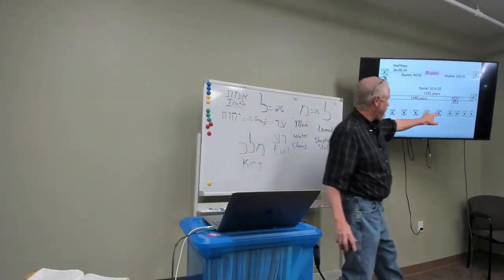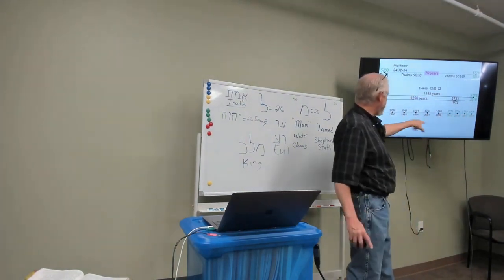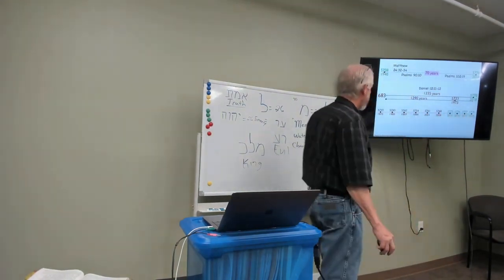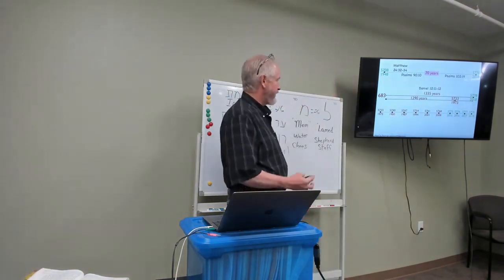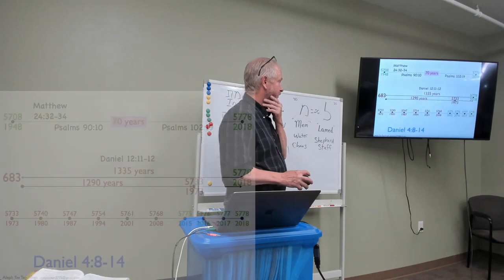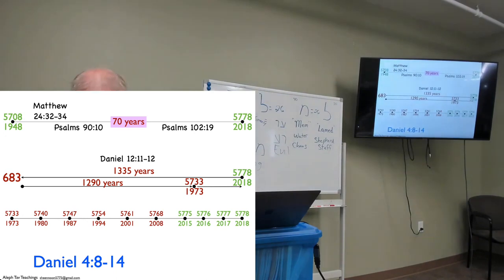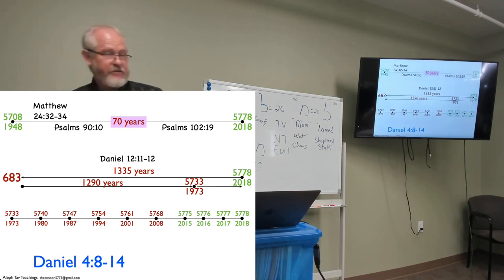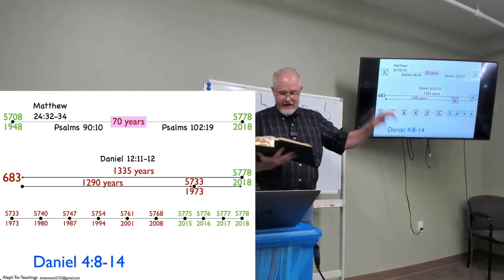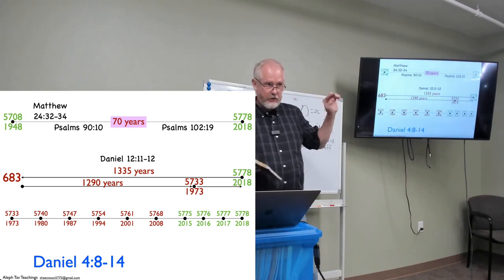So now what we did is I took this section here and expanded it out. So we're going to go from 73 to 2018. Like I said, 1973 was a sabbatical year. So let's go to Daniel 4, 8 through 14. Yes, Daniel chapter 4. We're going to start in verse 8. But the thing about it is this verse 8 has 10 words and 42 letters. So it starts the story.